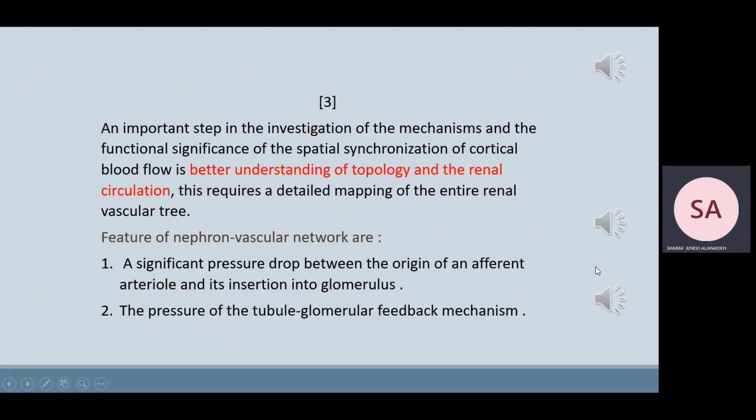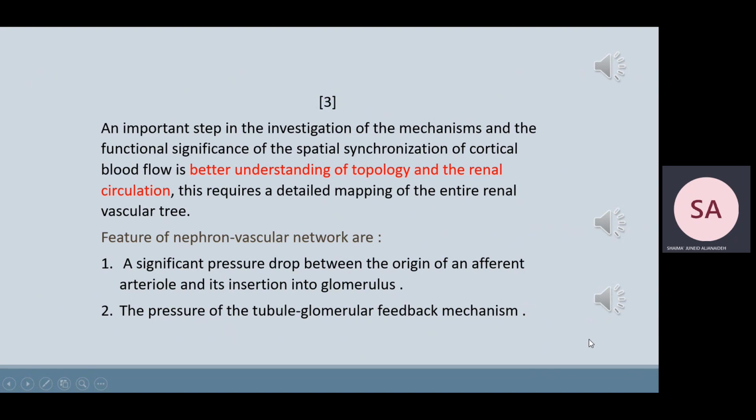An important step in the investigation of the mechanisms and the functional significance of spatial synchronization of cortical blood flow is better understanding of the topology of renal circulation. This requires a detailed mapping of the entire renal vascular tree. Features of the nephron vascular network are: the first one is a significant pressure drop between the origin of the afferent arteriole and its insertion into the glomerulus.